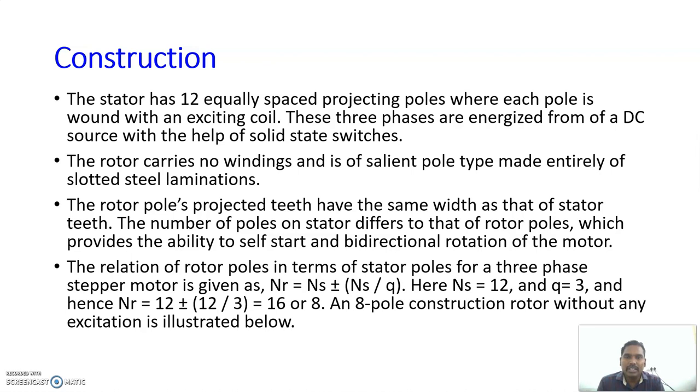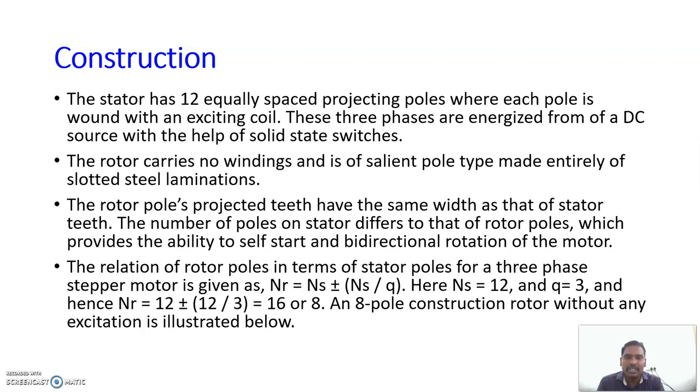The rotor carries no winding and is of salient pole type, made entirely of slotted steel lamination. Okay, so you have to mind it. Your stator is nothing but a core part having the coil, but your rotor carries a permanent magnet. It has no coil, and the rotor poles are projected outside, and your stator poles are also projected, so that only we can create the variable reluctance between the stator pole and the rotor pole. Rotor teeth have the same width as that of the stator teeth.